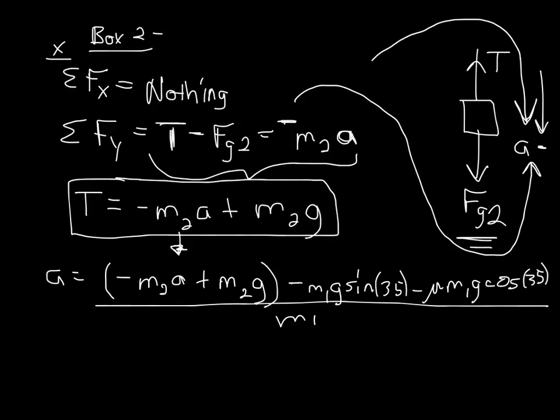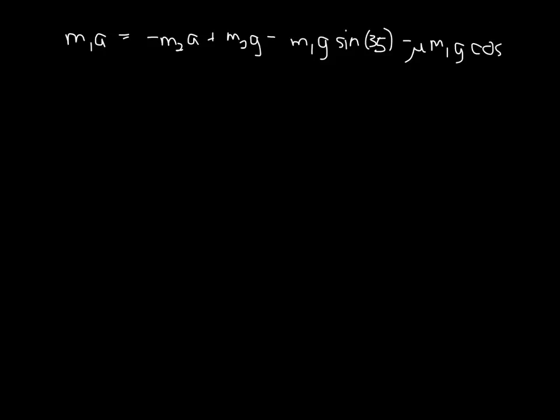And now I need to do some algebra to get everything to work out. The first step, I'm going to multiply both sides by m1 to get rid of my fraction. Again, this is all prereq knowledge. We should be very good at doing algebra. Let's keep going and show you how this actually works out. I multiply both sides by m1, and that gives me m1 times a is equal to negative m2 times a plus m2 times g minus m1 times g times sine of 35 minus mu times m1 times g times cosine of 35.